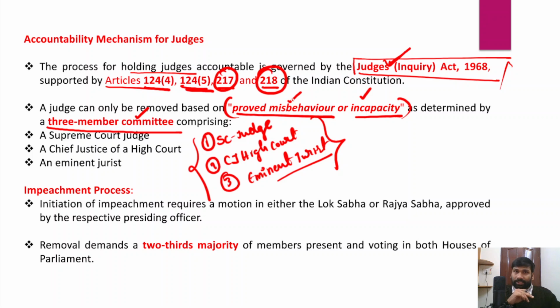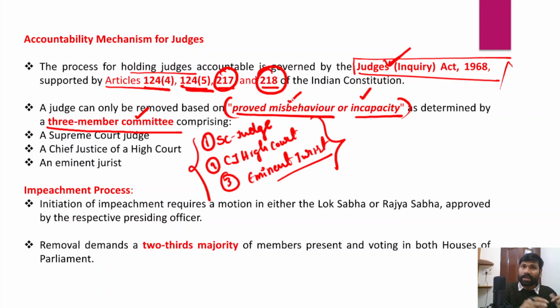In order to initiate the process in Rajya Sabha, at least 50 members need to sign a resolution, and that resolution has to be submitted to the Chairman of Rajya Sabha. However, it is up to the Chairman whether to accept or reject this resolution, and the very same thing happens in the Lok Sabha as well, right? There, 100 members need to sign a resolution and submit it to the Speaker of the Lok Sabha, and it is up to the Speaker whether to accept or reject it.